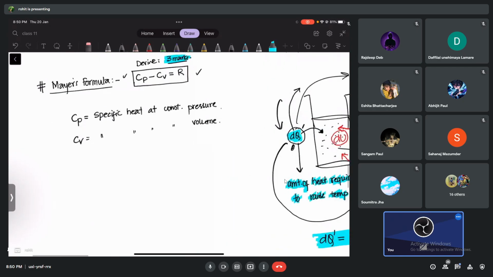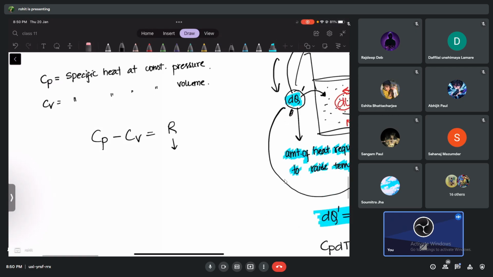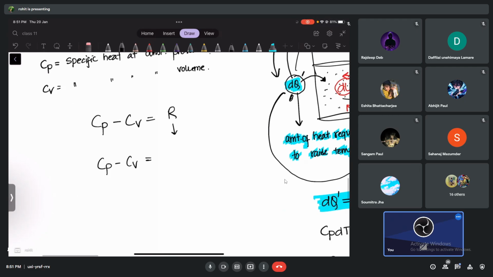Now you have to understand this also. What is the meaning of Cp minus Cv equals R? By the way, do you know the value of R, guys? Anybody knows the value? 8.314. What will be the units? Joules per mole per Kelvin. This is the unit of R.